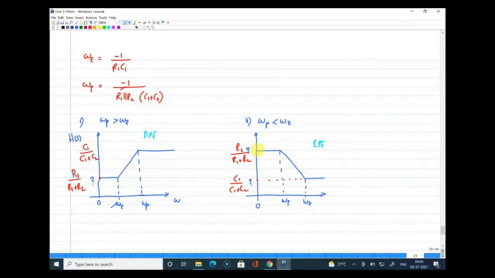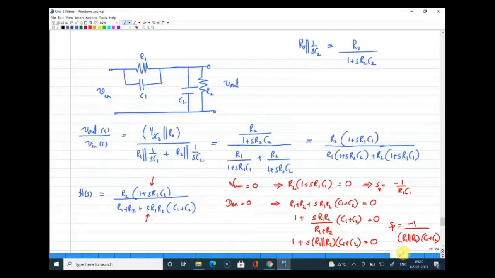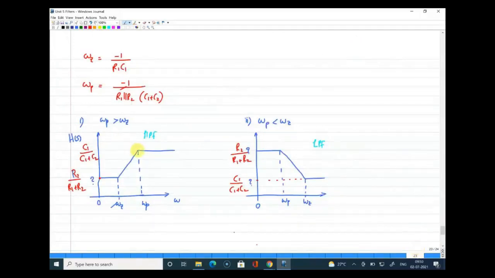Now, if you want to know the magnitude of the transfer function at omega p, you can substitute in place of omega the value of omega p that we have derived, and that will give you the value of the transfer function at that specific frequency. Is it clear?